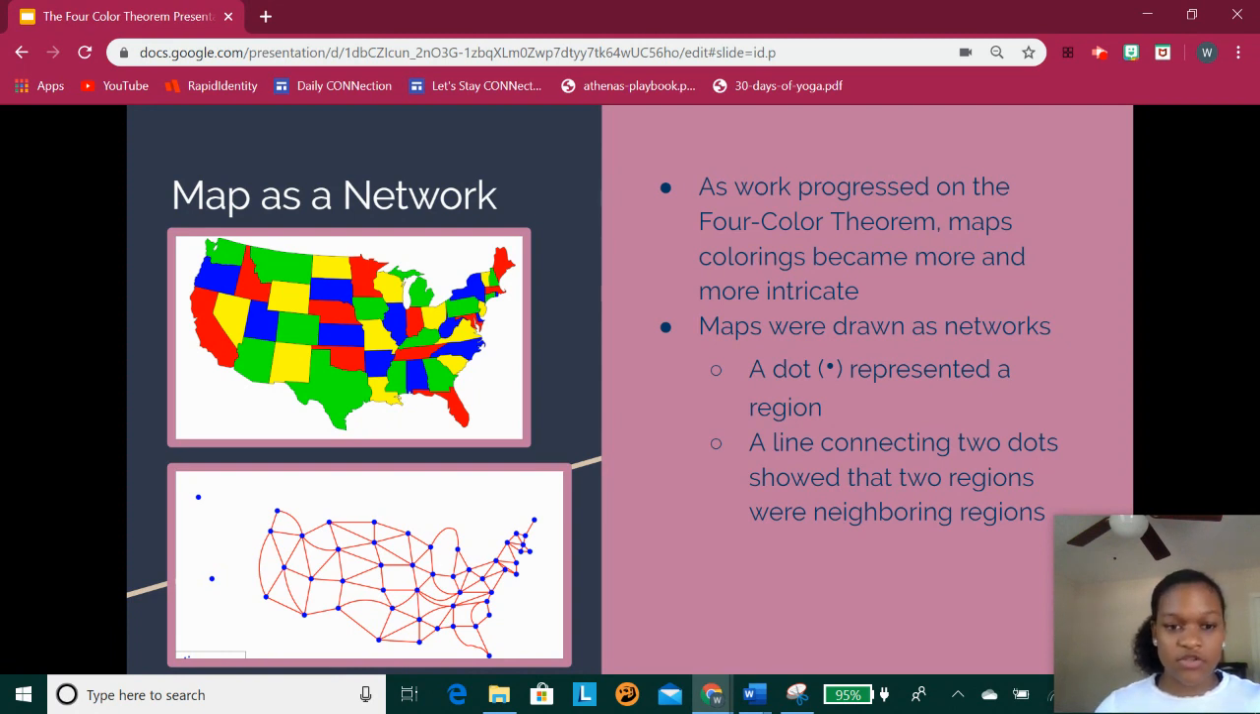You can look at those visuals and see the original map of the US being colored, but also underneath you can see it drawn as a network. And that's what the mathematicians worked with when they were solving and trying to prove the four-color theorem.